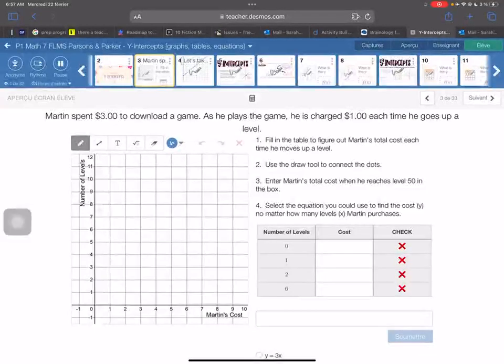All right, so we're going to look at a couple of examples. We'll start with slide 3 and 4, and then we'll do an example with a table and with a graph. So let's take a look at Martin.